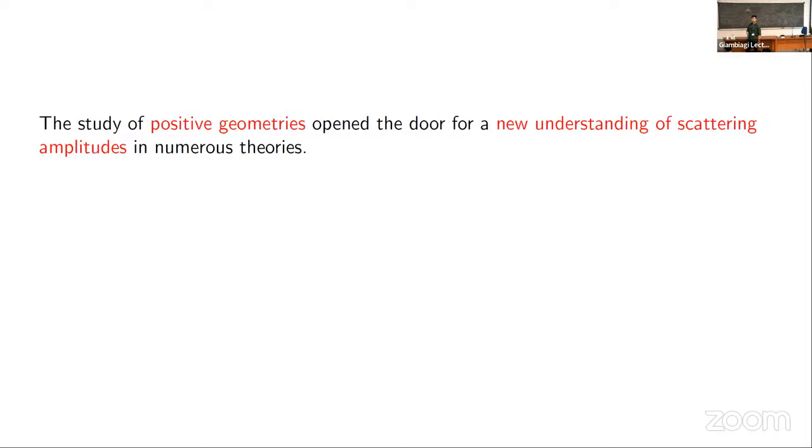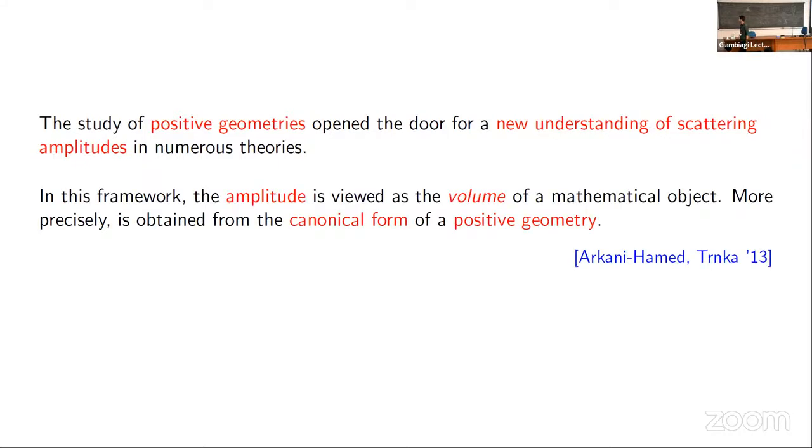So as many of you know, over the last decade we have gained a very new understanding of scattering amplitudes in a vast number of theories. And in particular, in this context, the amplitude is viewed as the volume of a certain mathematical object. To be more precise, the amplitude is obtained from the canonical form of what is called a positive geometry.